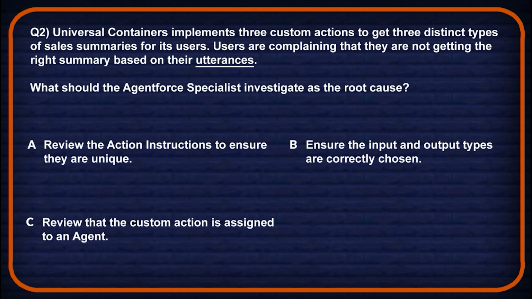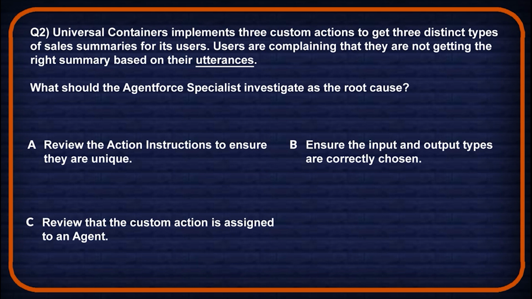Question number 2. Universal Containers implements 3 custom actions to get 3 distinct types of sales summaries for its users. Users are complaining that they are not getting the right summary based on their utterances. What should the Agentforce specialist investigate as the root cause? Option A. Review the action instructions to ensure they are unique.